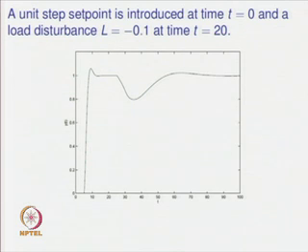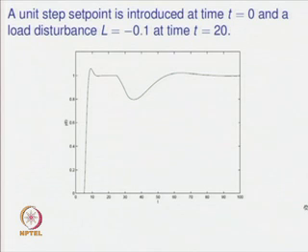Okay. So, when these controller parameters are put and simulation of the modified Smith predictor structure with the unstable first order plus dead time process is carried out, we get the response to a unit step set point input introduced at time t equal to 0 and a load disturbance L of magnitude minus 0.1 at time t equal to 20. So, we get responses corresponding to the set point and disturbance inputs, and the responses are shown over here.